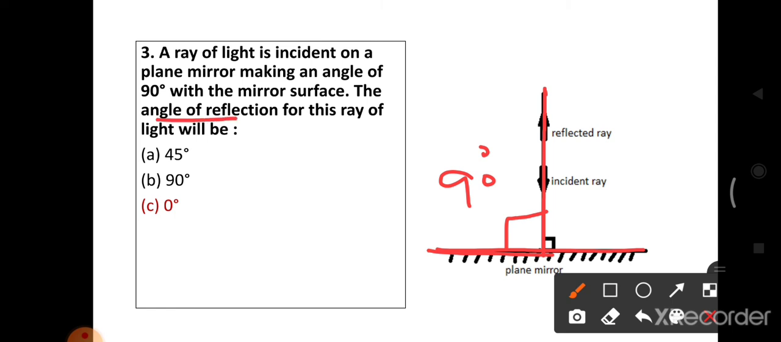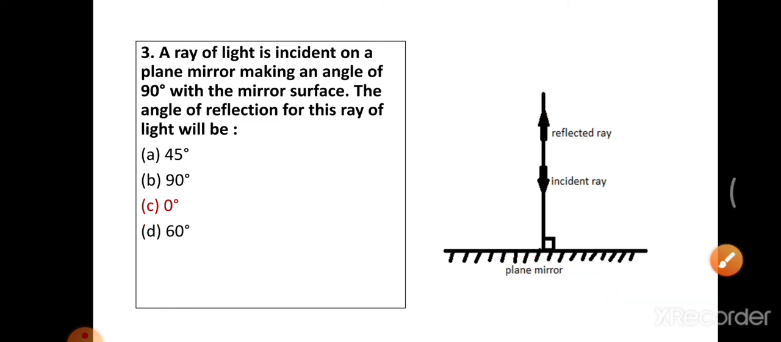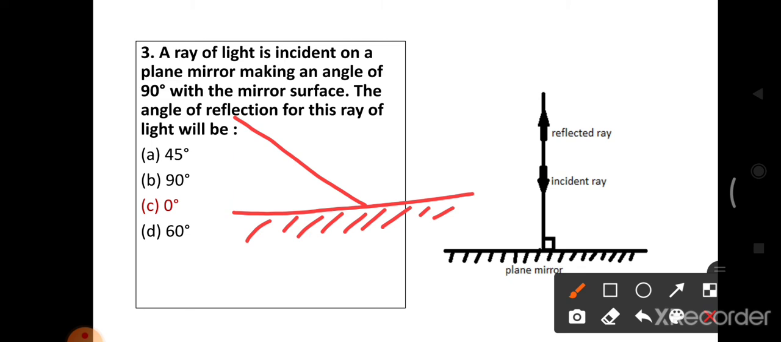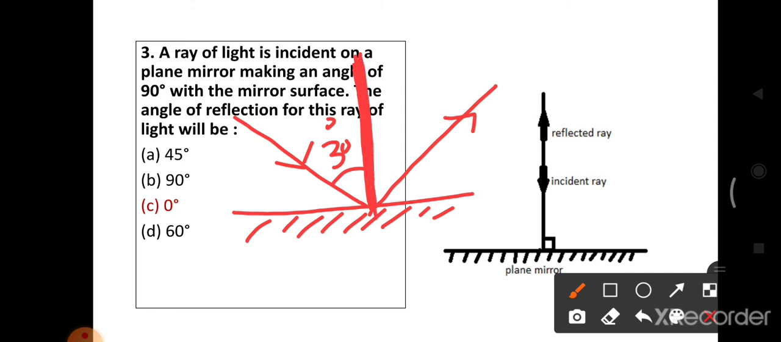What is the angle of reflection? The angle of reflection is 0 degree. How is it 0? Because if you take a plane mirror, this is an incident ray, this is a normal line and this is a reflected ray. It has some angle here, 30 degree. But if the light falls perpendicular to the plane mirror surface, the normal line and the incident ray lie in the same line.